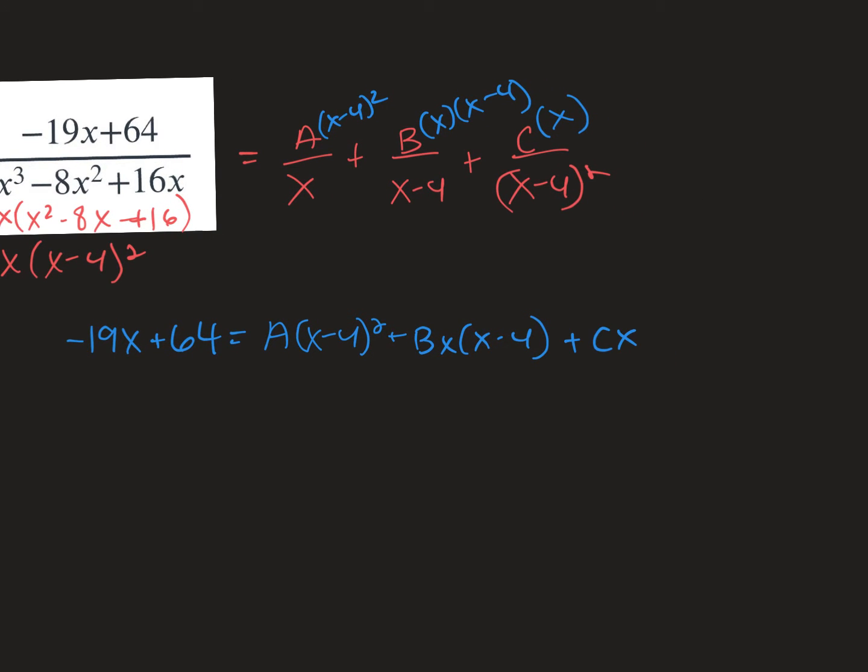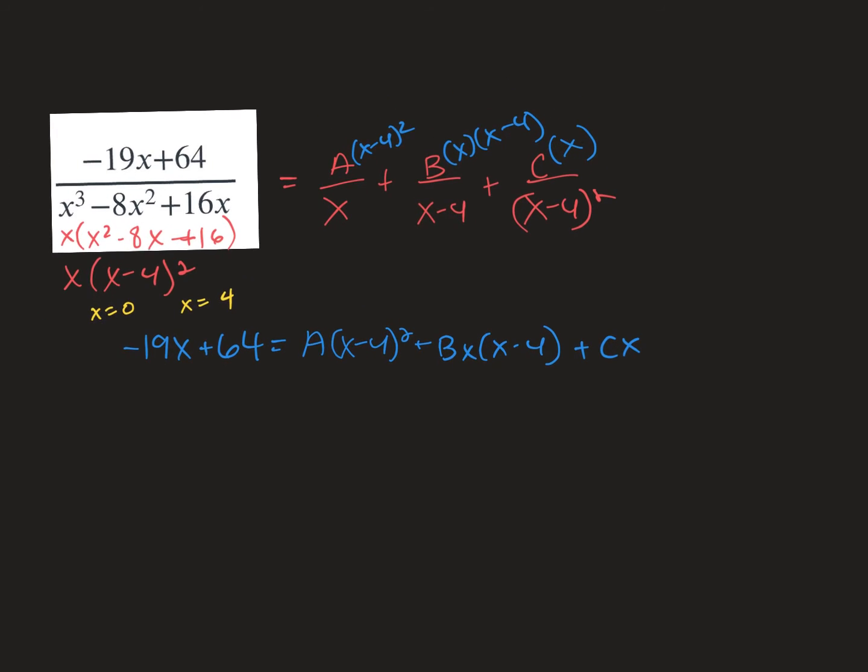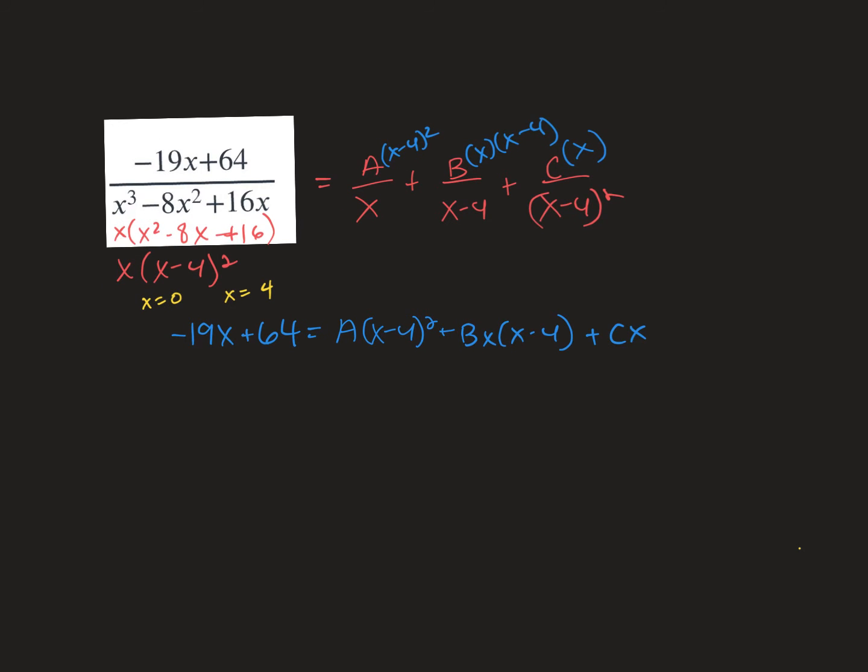Do you remember these? Like the one we did yesterday, right? We just wrote it out. Then we said what do I plug in to cancel out each one, right? So I originally would have plugged in 0, and I would have plugged in 4 to cancel out my variables one at a time. Negative 19 times 0 plus 64 would equal A times 0 minus 4 squared, plus B times 0 minus 4, plus C times 0, and I'd get 64. A times 16, this is gone and this is gone, and I get A equals 4.